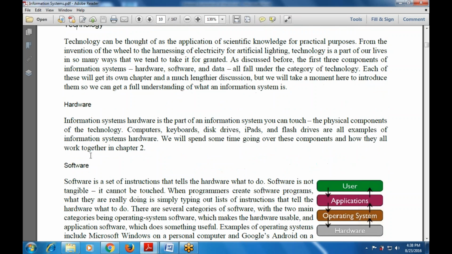Now let's talk about the hardware. What is the hardware? Anything which is tangible in nature, or we can say the physical components of the technology, is known as the hardware. So hardware is the part of the information system that we can touch, that is tangible in nature, and these are the physical components of the technology. For example, the keyboard, computer, CPU, UPS, hard disk, flash drive, these are all information systems hardware. Then next is the software.